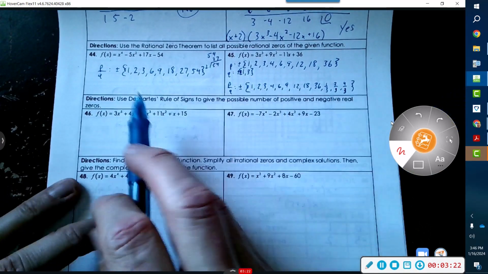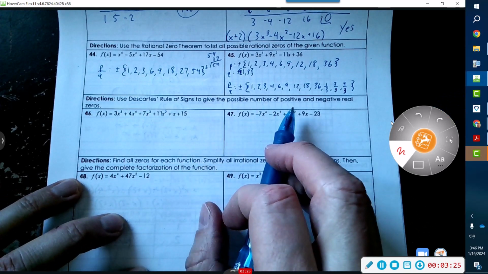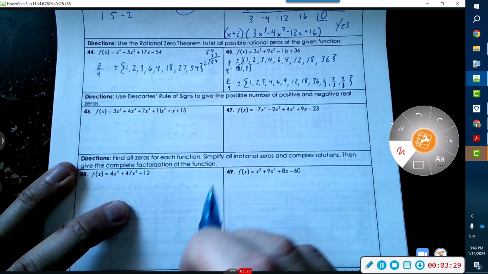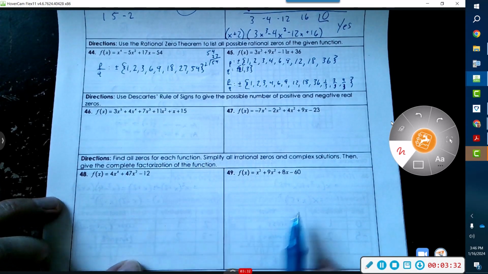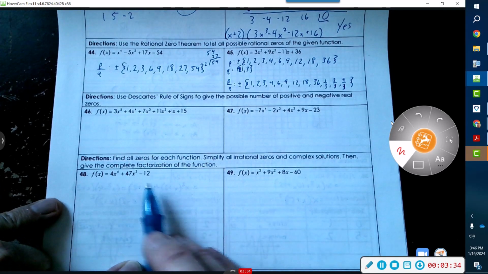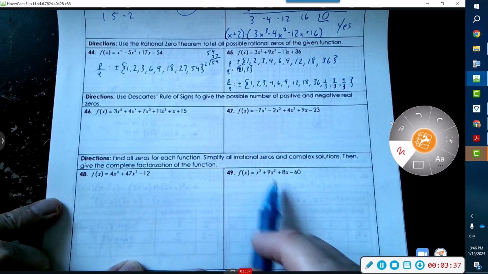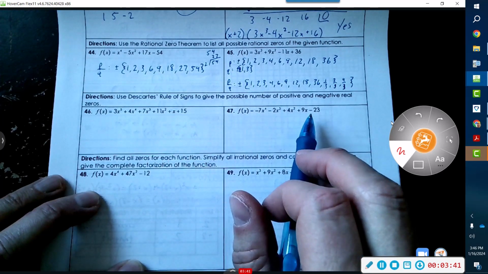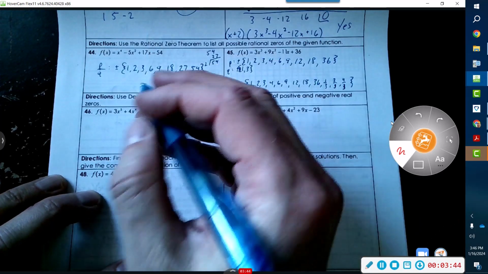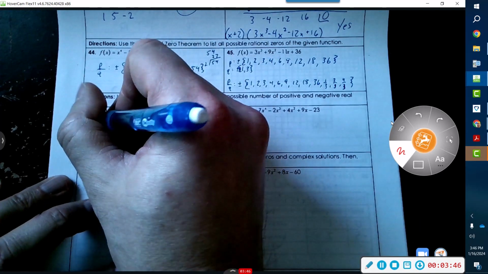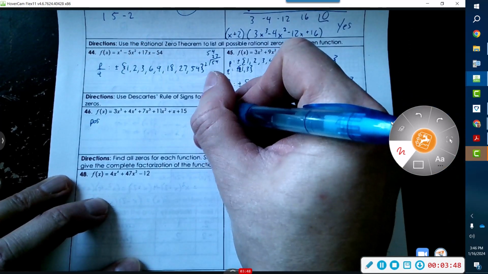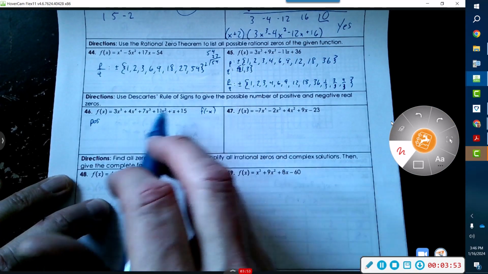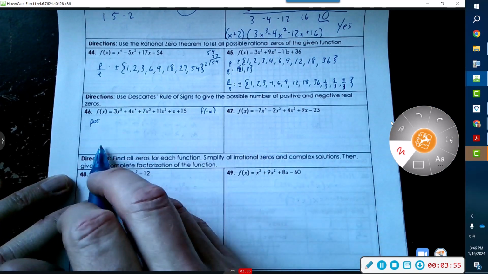Now here, with the Descartes rule of signs, we want to give the possible number of positive and negative. So we don't actually have to simplify and find them like we do in the last 2. And I imagine these would probably be the longest problems of your test. But we can just see how they change signs. Okay. So remember how this works. We're going to do it for the negative ones, but not the positive.